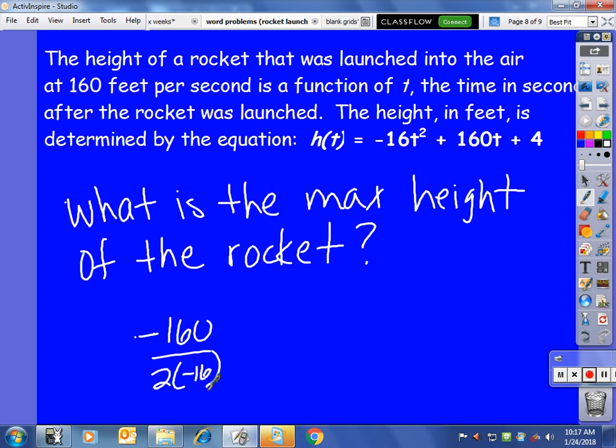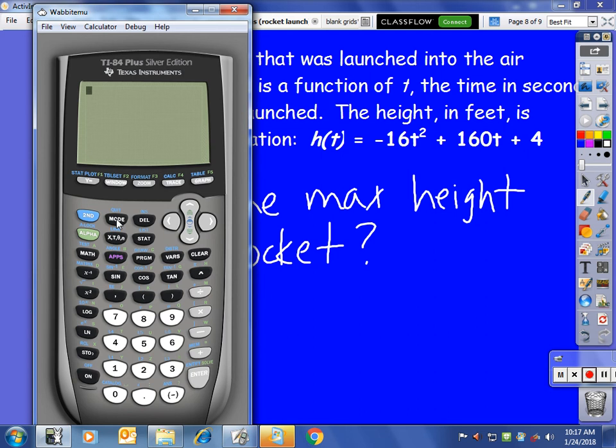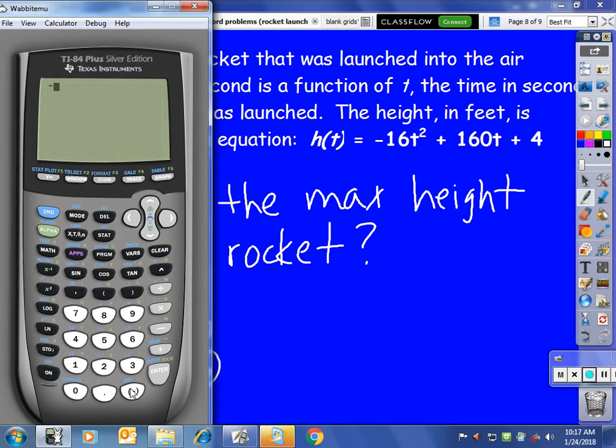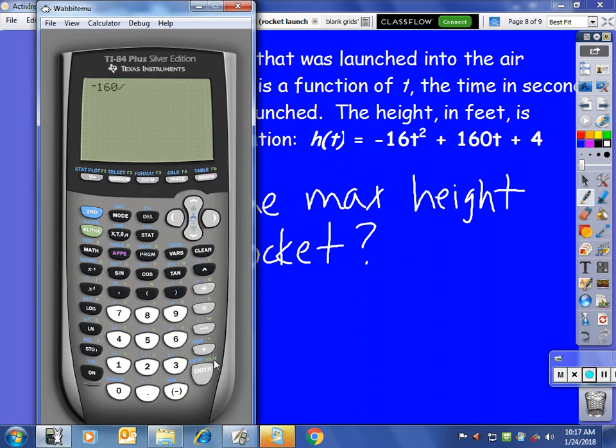Now, real quickly, guys, I want to show you something that came up because I don't want you to make this mistake. Some kids are too calculator dependent, and they're not thinking about how they're entering something into the calculator. Look what I had. Somebody did this earlier, and I meant to talk about this. They did negative 160 divided by 2 times negative 16, and the calculator gave them an incorrect answer. What do you think I did wrong here?